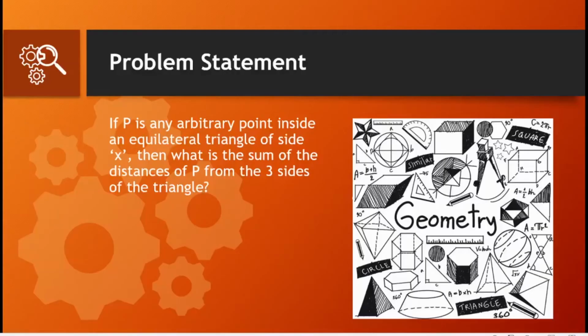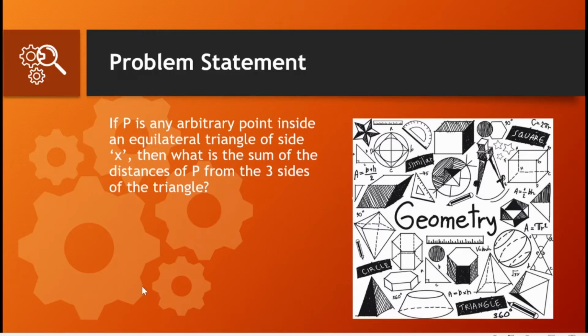It's a geometry based concept that I'm going to be looking at today. And I have made a small problem statement to help us understand what this concept is. The problem statement which I want to solve here is that if P is any arbitrary point which is present inside an equilateral triangle of side X, then what is the sum of the distances of this point P from the three sides of the triangle? Let me try and solve this, and then if I get to an answer, we can look at what concept I'm trying to discuss here.